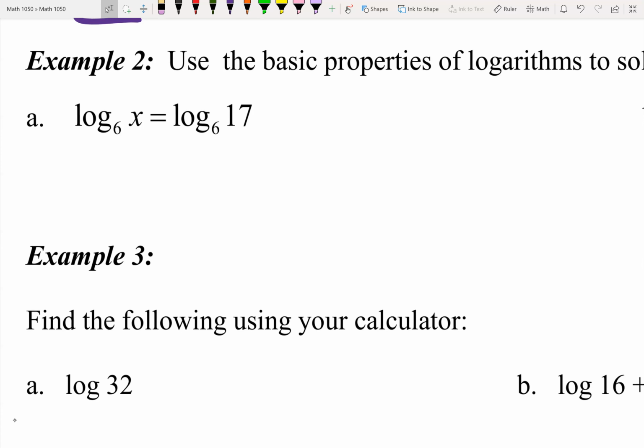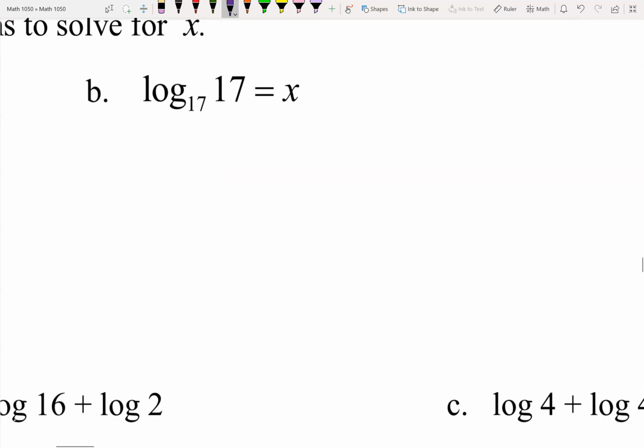What's the answer to this, guys? X must be 17. The bases are the same. You know, it's got to be the same. It's just one of those rules. Okay? Log base 17 of 17. Everybody tell me what that is. 1. Everybody write X equals 1. That's it. Okay? All right.